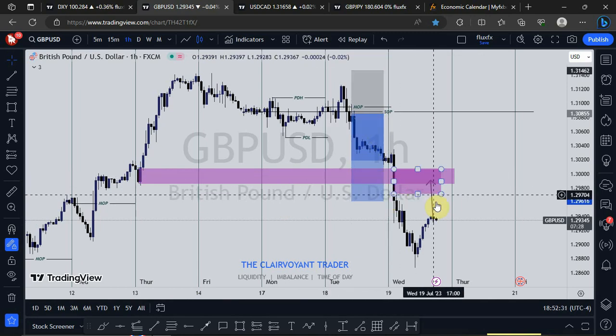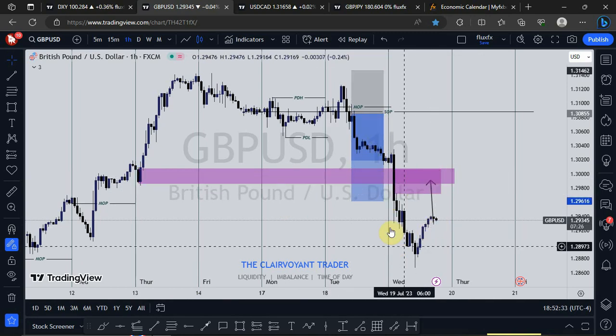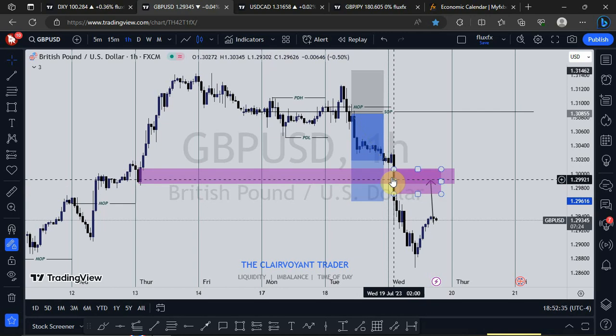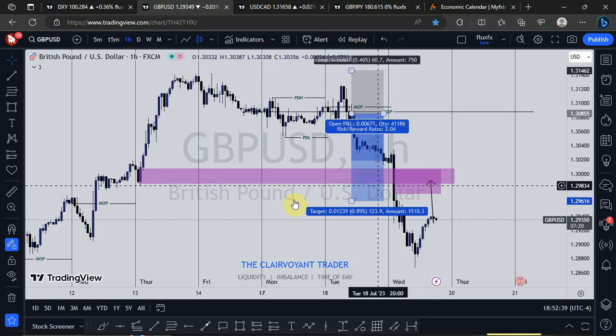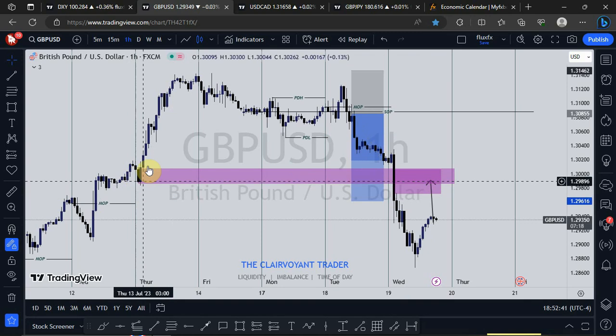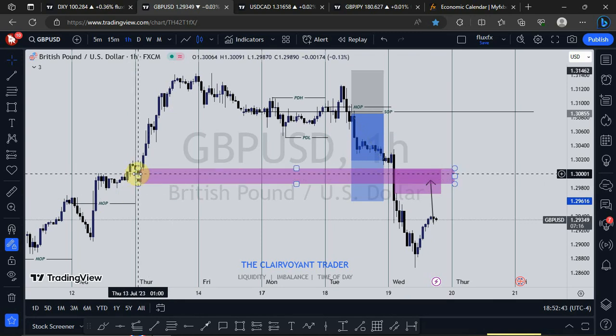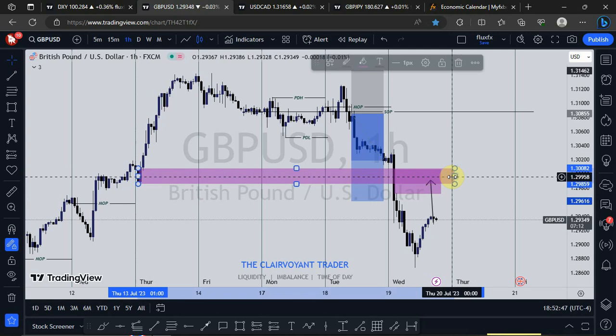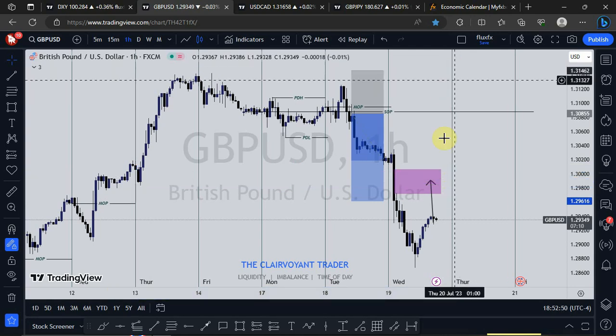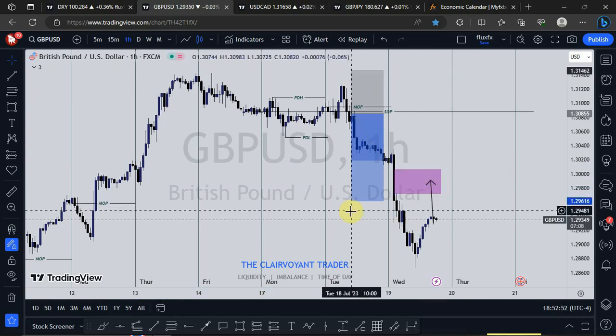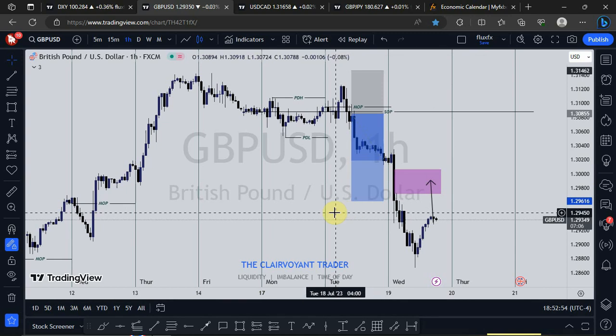If I see price, I would expect price to come in and fill in this imbalance, because right at the left hand side of this imbalance there is an old low or a block, a breaker block right here. So let's see what happens so far as going into tomorrow is concerned. So that is my expectation on GBPUSD.